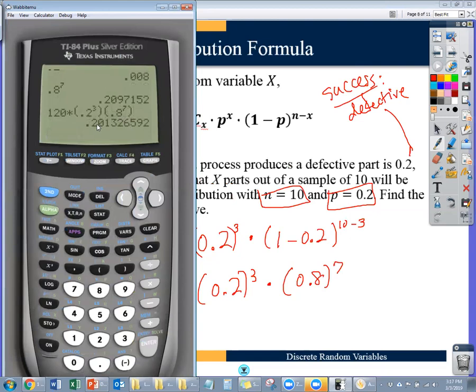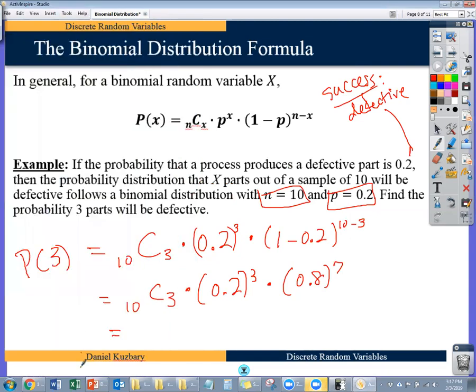That's just me plugging in those things to my calculator. And I get 0.2013 for my answer, using this formula. This is mathematics you know how to do now. You know how to find this number in the calculator. You know how to do 0.2 to the 3rd power.